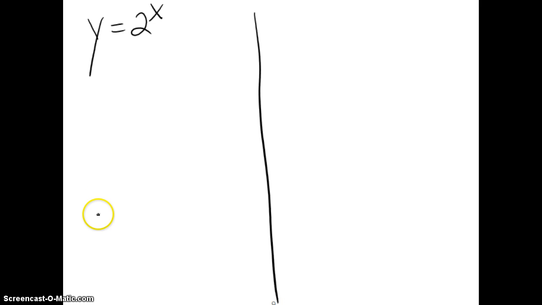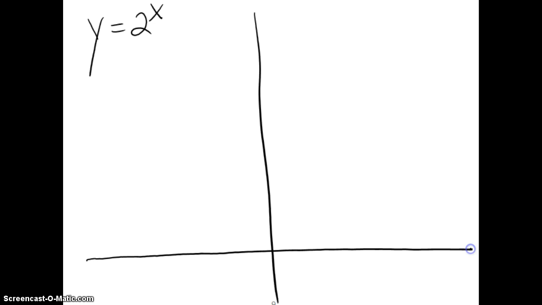So let's look at one more type of transformation using the same exact equation we've done so far.